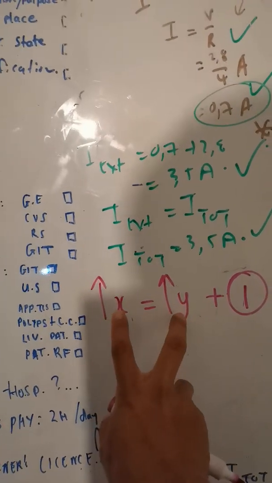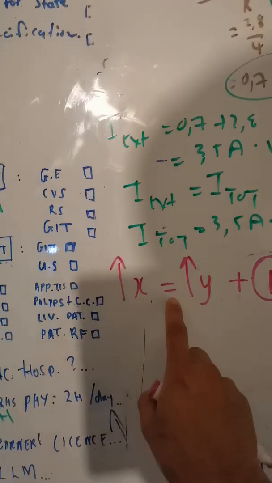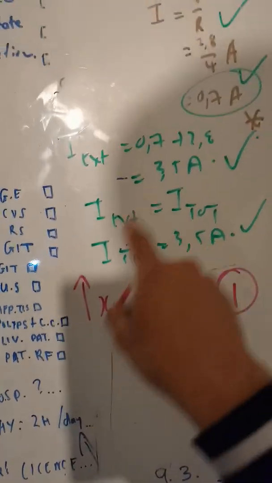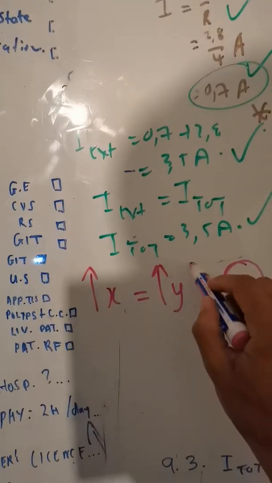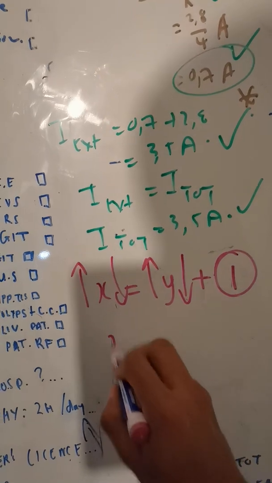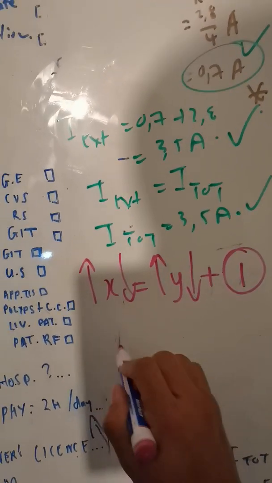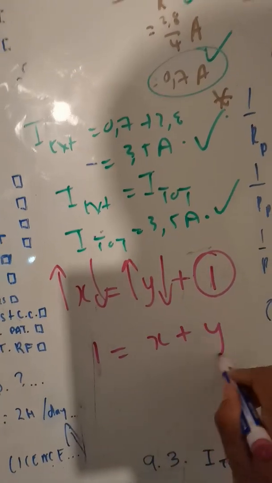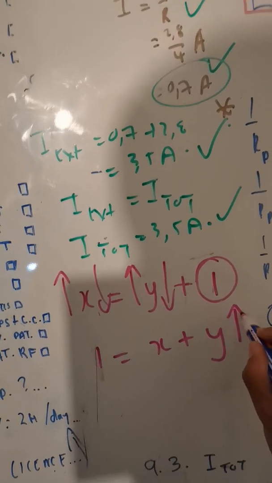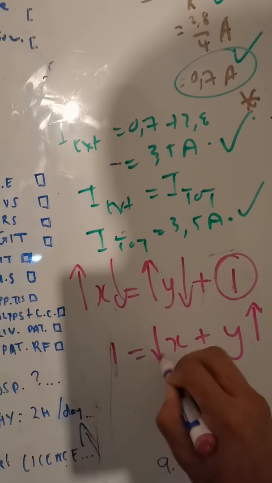So if the two variables are on opposite sides of the equation, if one increases, the other is going to increase. If one decreases, the other one is also going to decrease. But if you have, for example, 1 is equal to x plus y, and y increases, what's going to happen to x? X is going to decrease.